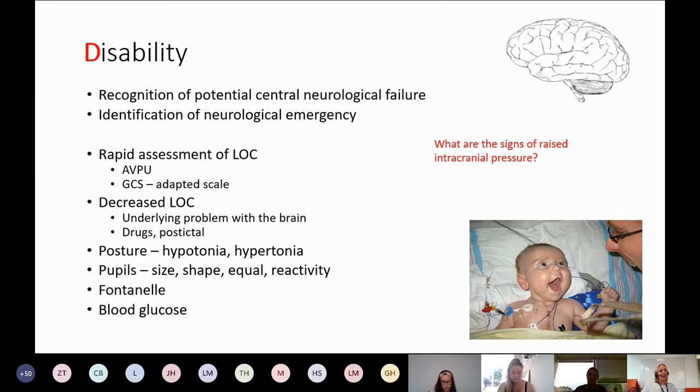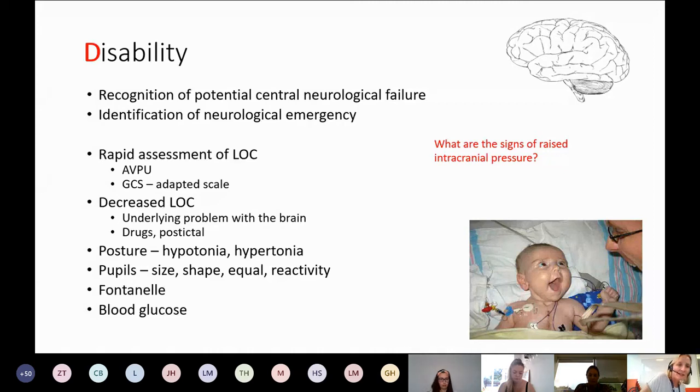So disability. So now we're looking at how we recognise potential central neurological failure. And also in this section, we're going to briefly talk about as well how we identify a neurological emergency. As you can see, I've put my question up on the slide there about if you looked after children that have presented with raised intracranial pressure, can you think of some of the signs you might have seen of that as well? So get typing with those.